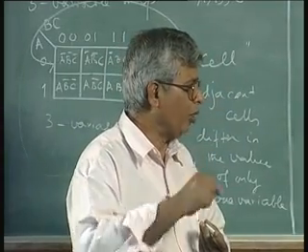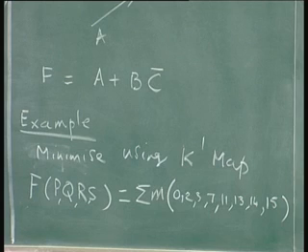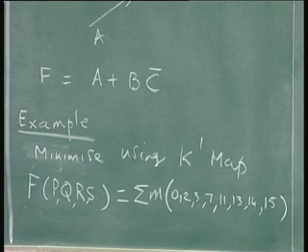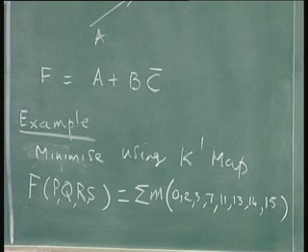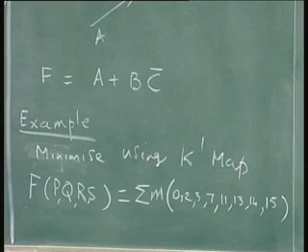So, I have a function of PQRS, 4 variables, and if you write a truth table, you will have 16 rows, or 16 minterms. Minterm number 0, 2, 3, 7, 11, 13, 14, 15 have true outputs or 1 outputs, and the other minterms, namely 1, 4, 5, 6, 8, 9, 10, 12 have 0 or false as outputs.